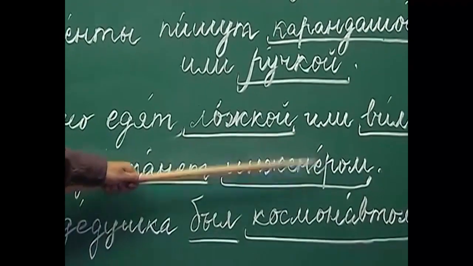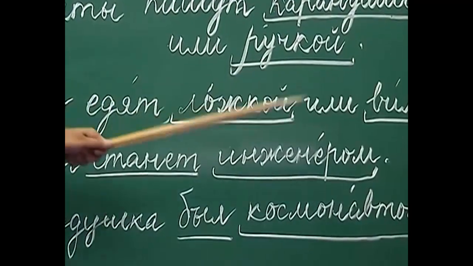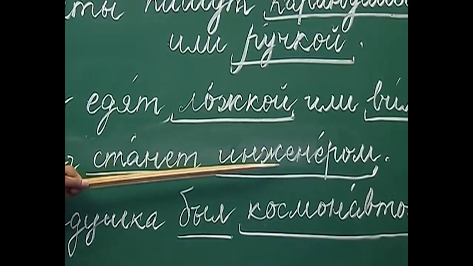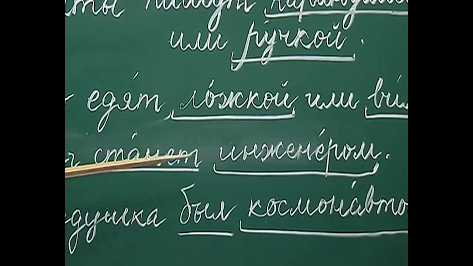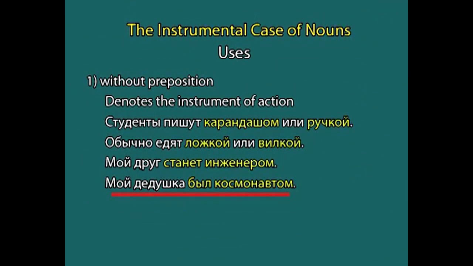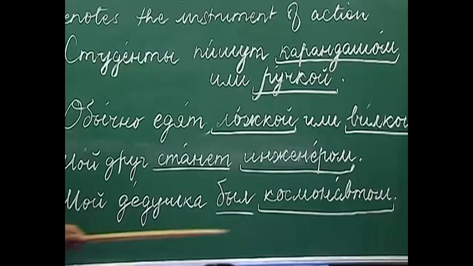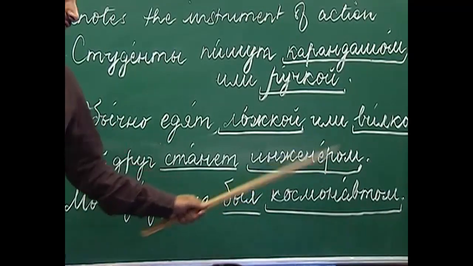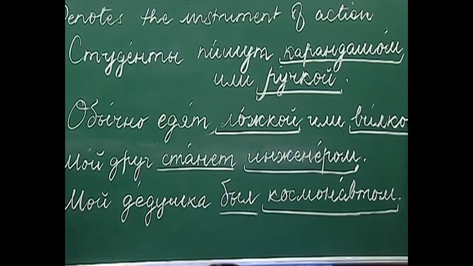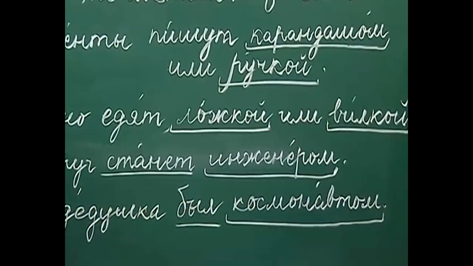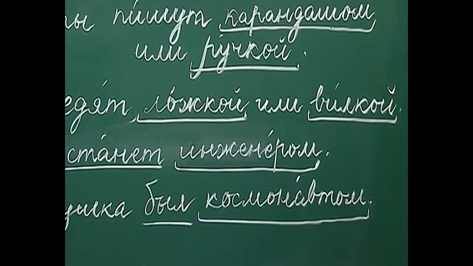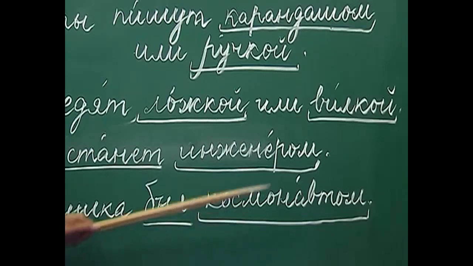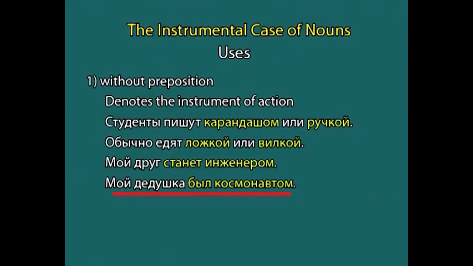Here we are talking about the probable profession of the friend. That is why we have used the instrumental case form of the noun engineer. The next example is Мой дедушка был космонавтом. I have told you that after the verb быть, we are supposed to use the instrumental case of nouns. Kosmonavt means astronaut. So, my grandfather was an astronaut. Here, after the verb быть, we use the instrumental case of nouns.